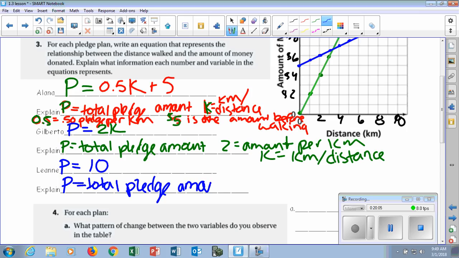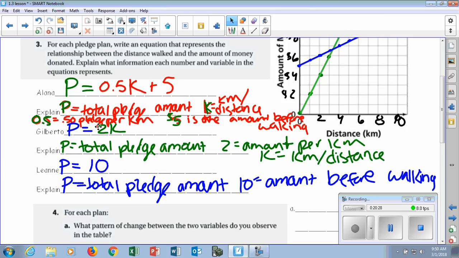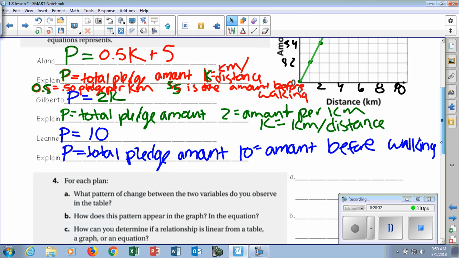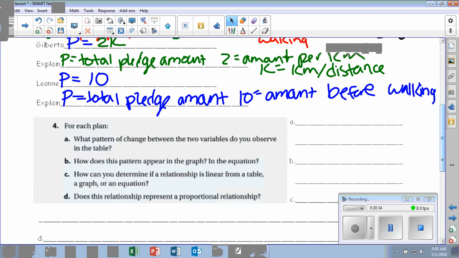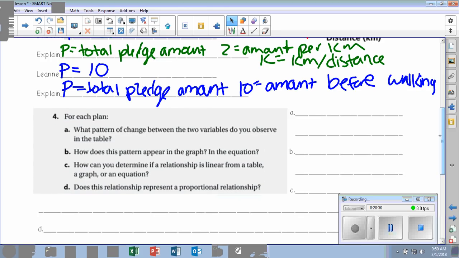And we only have to state one other thing. What's my 10 equal? Amount of money pledged before walking. It doesn't even affect it. You're right, it doesn't matter if it's before or after. It's still just going to be $10. Hand on your head if you got that. Any questions for any of those?